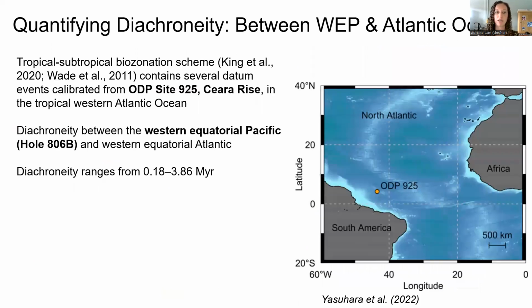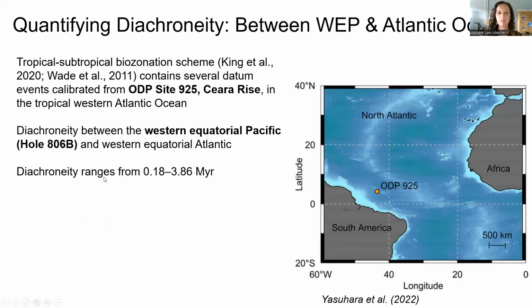We also wanted to look at diachroneity of datums between the western equatorial Pacific site, so our site 806B, and the Atlantic Ocean. The tropical to subtropical biozonation scheme, recently updated by King and others 2020 from Wade and others 2011, contains several datum events that were calibrated from Ocean Drilling Program site 925. This is a figure from Yasuhara and others 2020. It's a really great location map showing that this site is really within the western equatorial Atlantic region. And Ceara Rise has been used in a lot of evolutionary studies as well. But my question was, is there diachroneity between the western equatorial Pacific and western equatorial Atlantic?